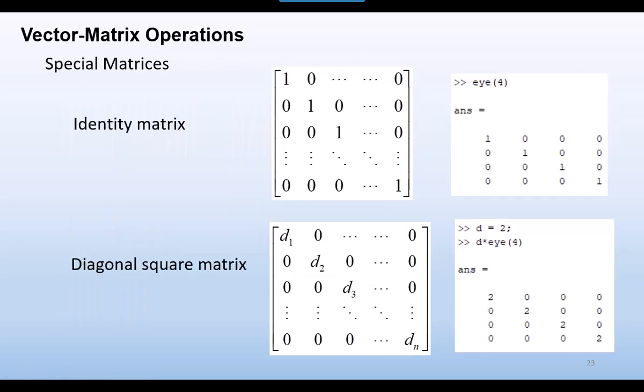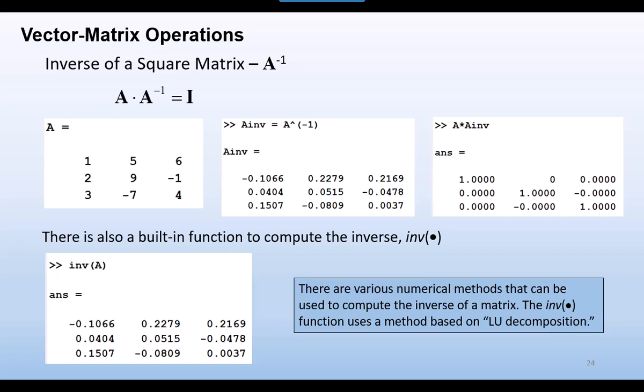This was the identity matrix using the EYE function, and then modifying that to a diagonal matrix by multiplying it by a diagonal value, all right? And we went through that with you. And then we have the inverse matrix of a square matrix. And here we illustrated its calculation.